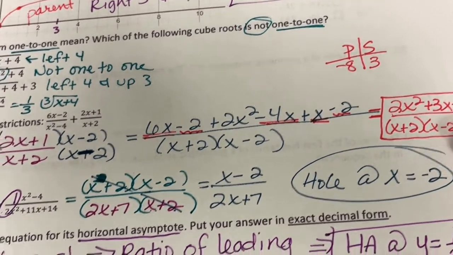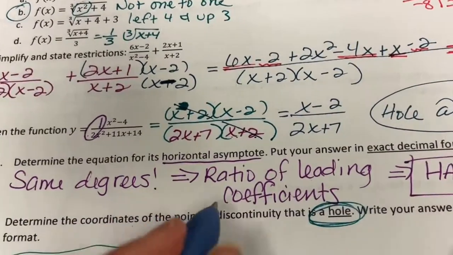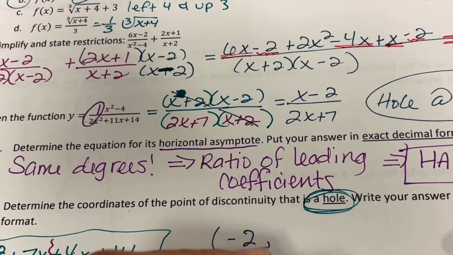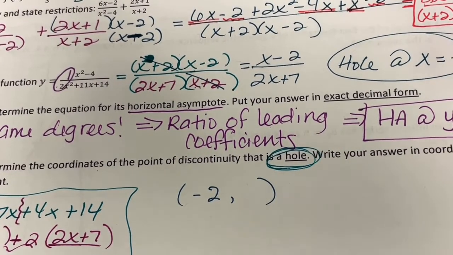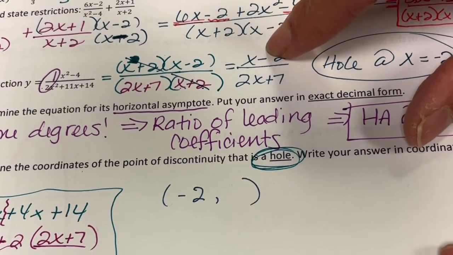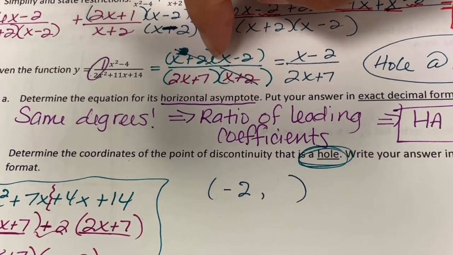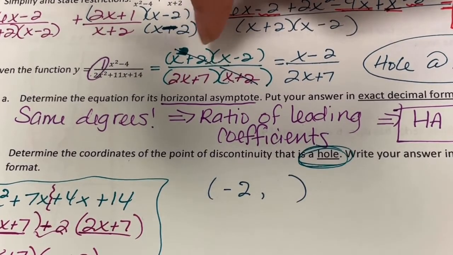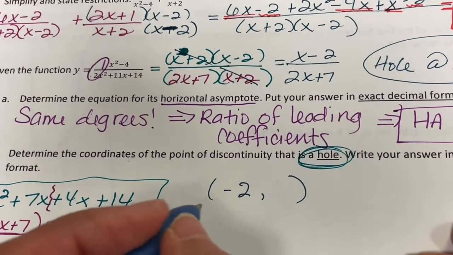So there's our hole, but that's not what they wanted. They wanted the coordinate. So we have the x value of the hole, -2. I need the y value of the hole. To find the y value of the hole, you have to take the hole, -2, and plug it into the simplified version. If you plug it into the original version, or even the factored form before you cancel anything out, it's not going to work because it's going to make the denominator 0. So you have to plug it into simplified form.